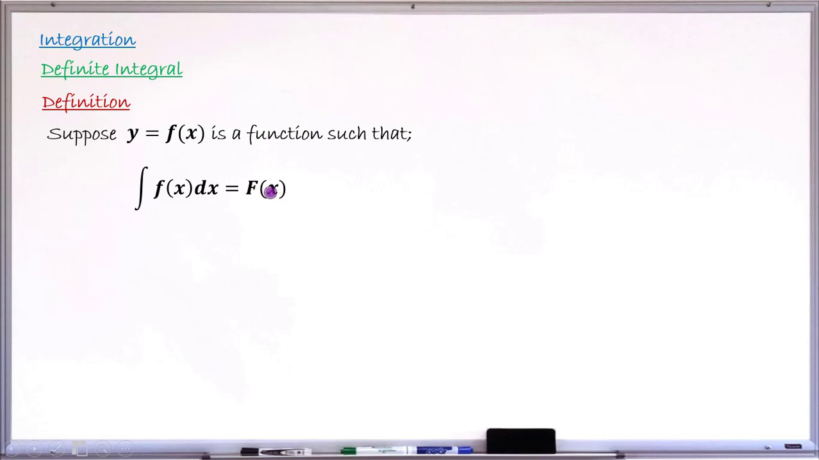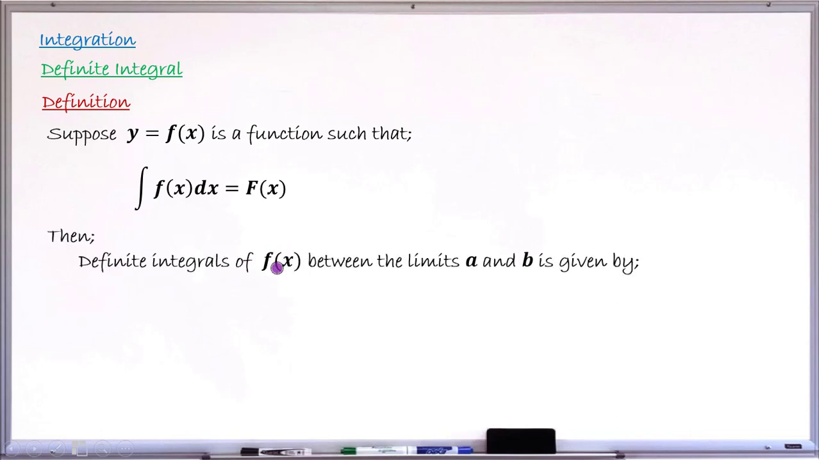So if this capital F of x is the integral of the original function f of x, then the definite integral of the original function f of x between the limits a and b, where b is the higher limit while a is the lower limit, is given by this simple formula. It says the integral from a to b of f of x with respect to x is equal to capital F of b, that is the higher limit, minus capital F of a, that is the lower limit.